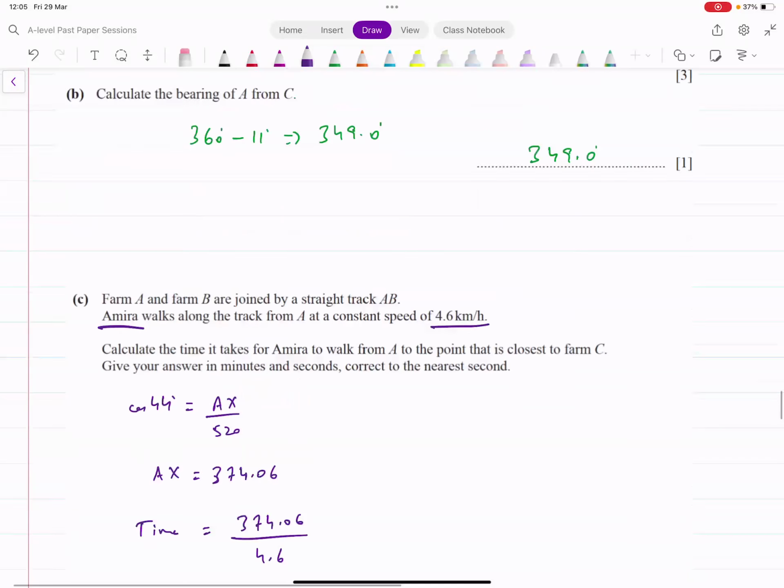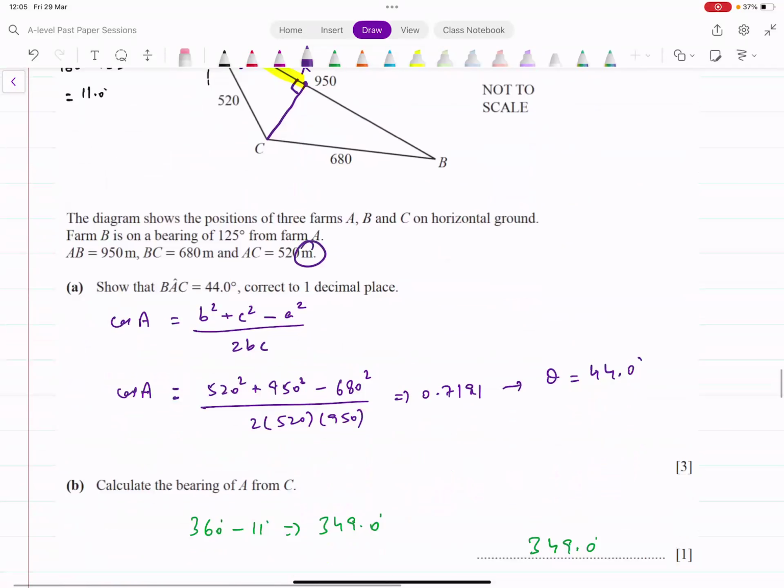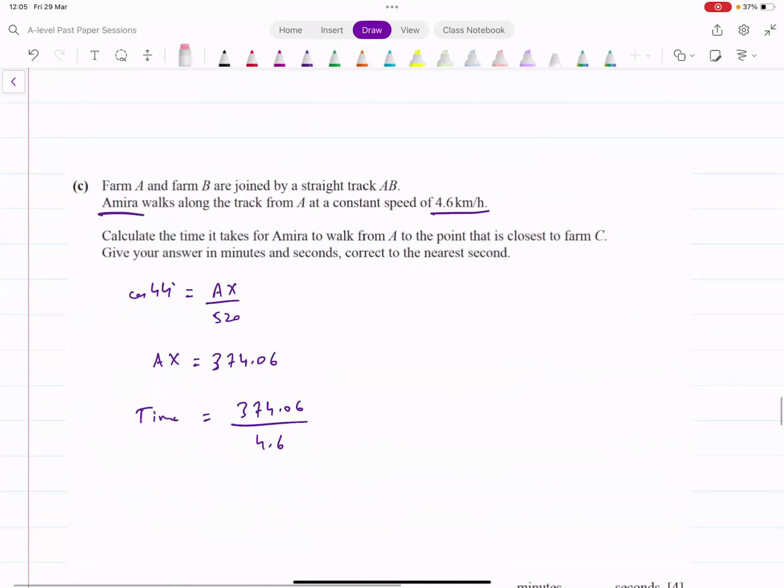Now, let's actually see if the units are the same. No, the units are not the same. The distance was in meters, and the speed is given in kilometers per hour. So we have to be careful when we're doing this. This is 374.06 meters. What's this value going to be in kilometers? It's 0.37406 kilometers. I can write that here.